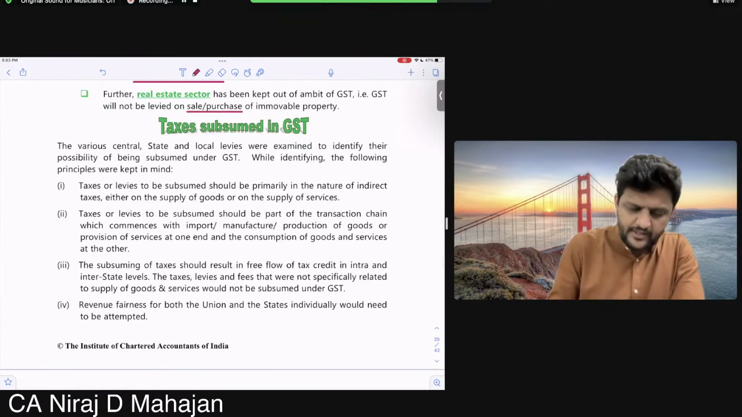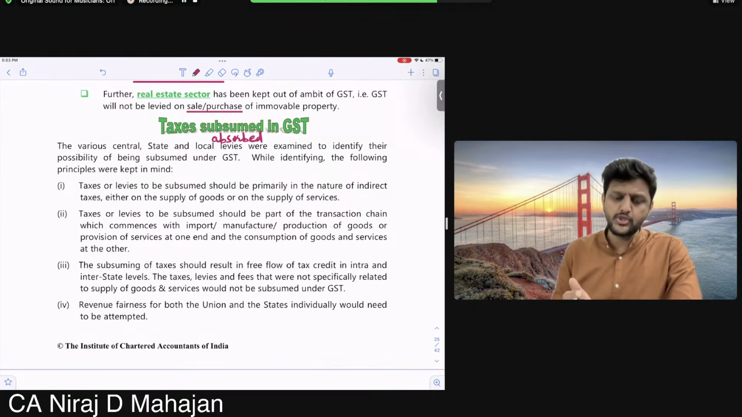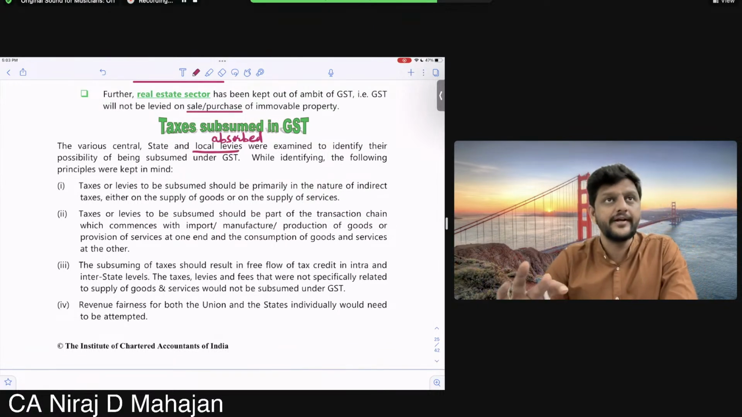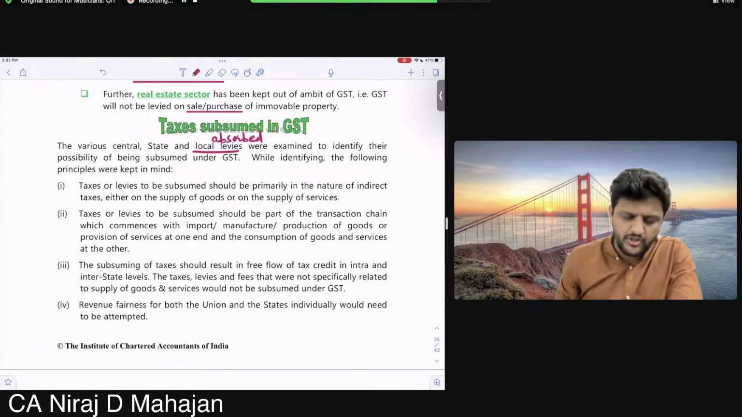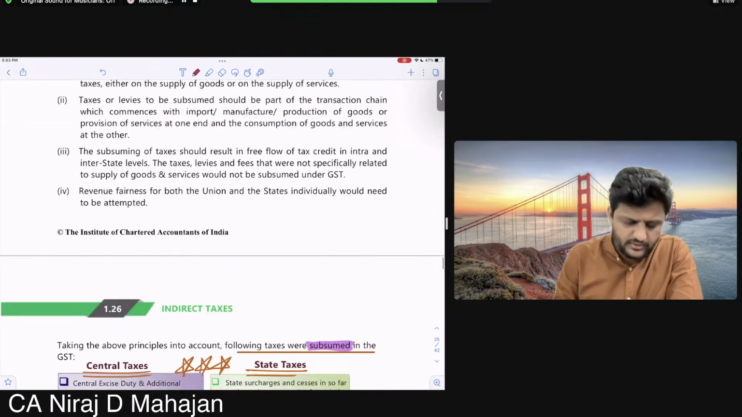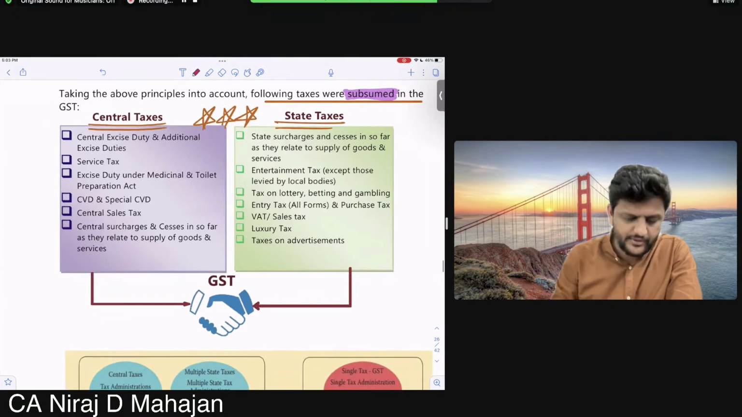Taxes subsumed means absorbed in GST, okay? Various central, state as well as local taxes, luxury tax, entertainment tax, local body tax, octroi, these are all local taxes, okay, were examined to identify their possibility of merging them with GST. While identifying, the following principles were kept in mind. Fairness to both, means it should be fair for all of them. So just by heart, children, these items, now check.